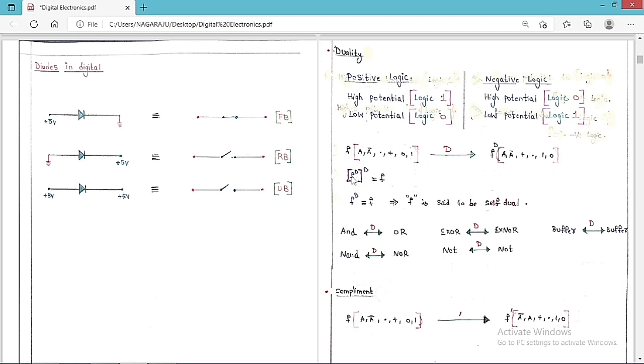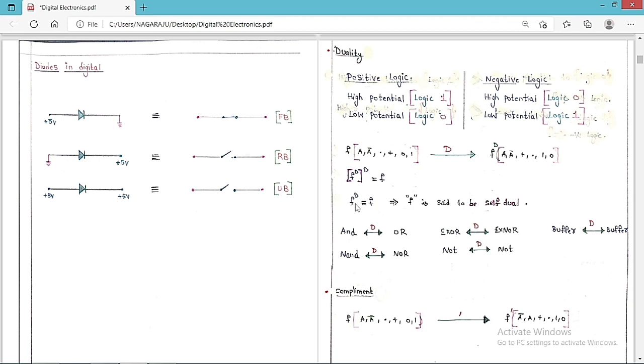If you do duality and then again apply duality, you are going to get the same function. Suppose for a function you do the duality, and if you again apply the duality, you are going to get the same function. This is the basic thing. For a given function, if you do a duality and apply duality again, then you get the same function.